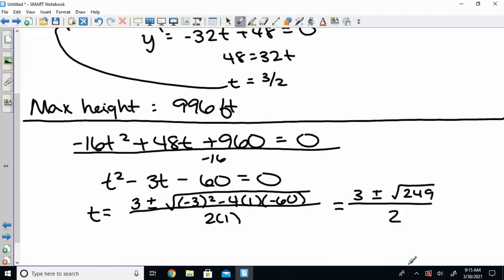Okay, so if you plug this in, you get a positive and a negative. Can we have a negative time? No, so we're only going to use the positive one here. And it comes out to be like 9.39 seconds that it is in the air. That's how long it takes to hit the ground.